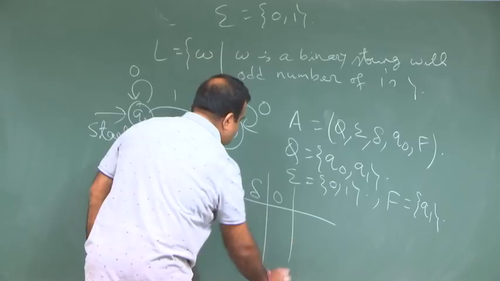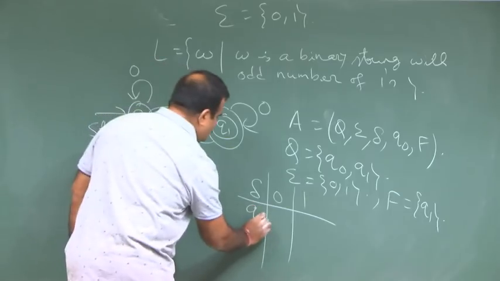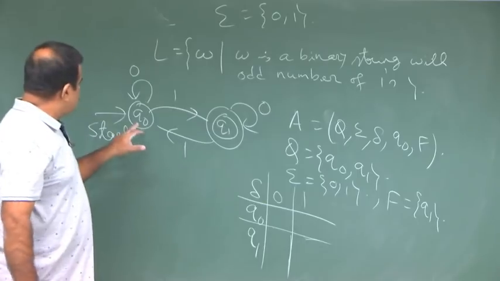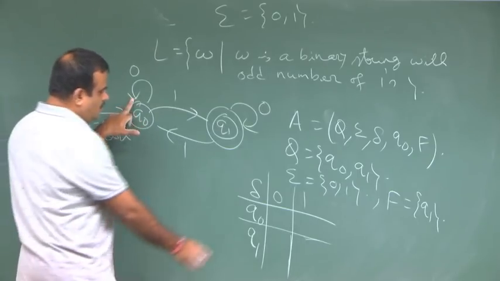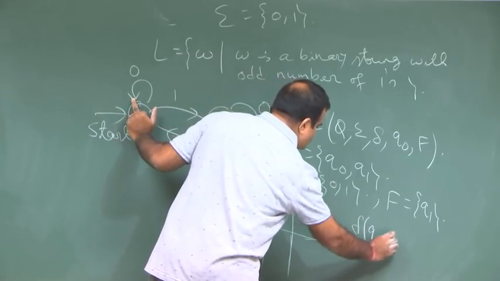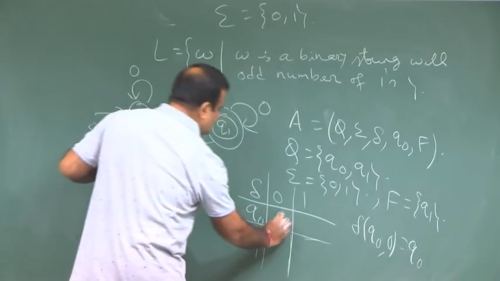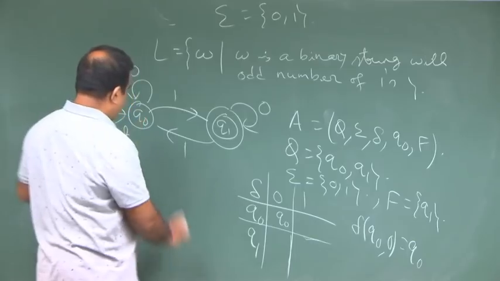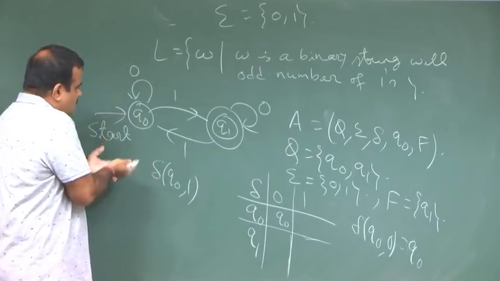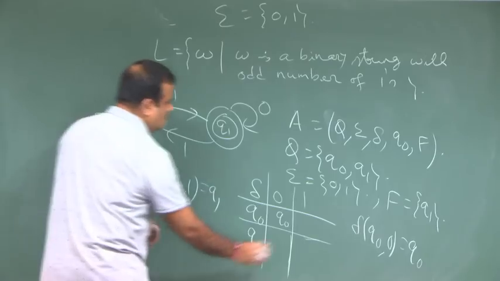Delta is the rule. We have two states, Q0 and Q1. If we are at Q0, this rule tells us that if we put a 0 input, delta of Q0 on 0 is Q0. And delta of Q0 on 1: if we are in state Q0 and read a 1, then we will go to Q1. That is the rule.